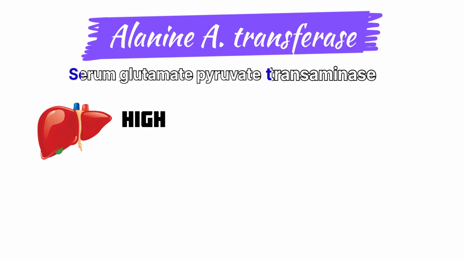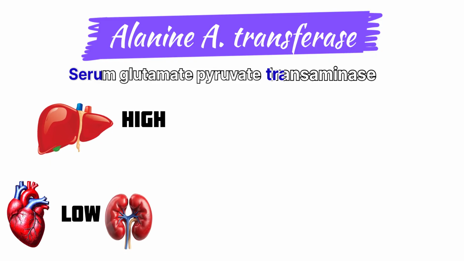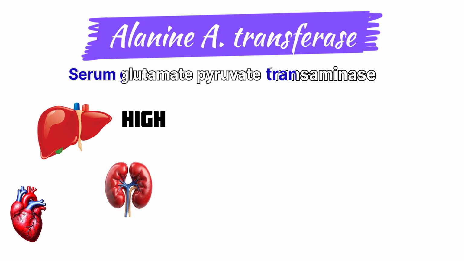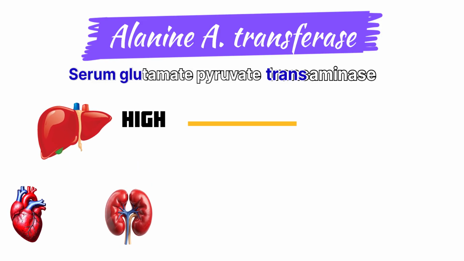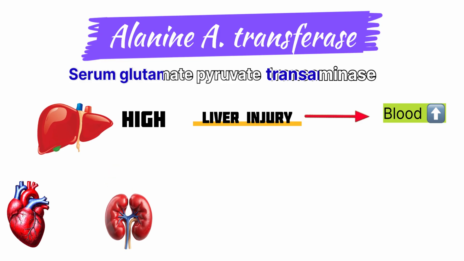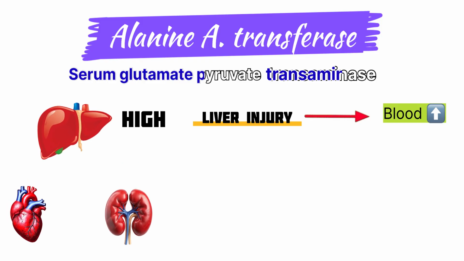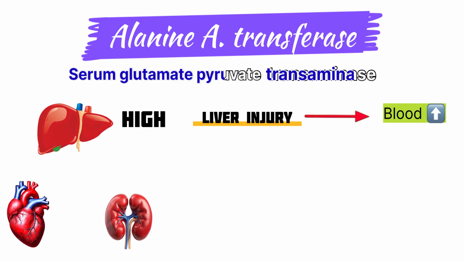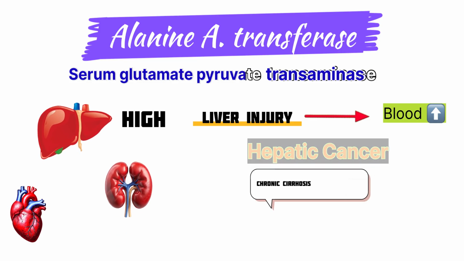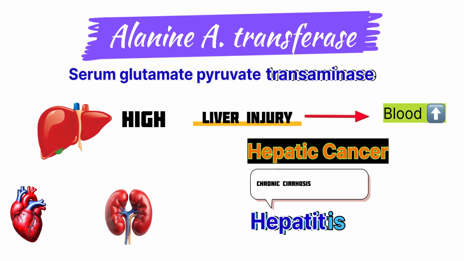The third test is the alanine aminotransferase test, also known as the ALT test. Earlier, it used to be called serum glutamate pyruvate transaminase. This enzyme is primarily found in the liver, and it can also be found in heart, kidney, and blood, but in very small quantity. Liver injury elevates the level of this enzyme. One can determine by the elevation of this enzyme that the liver is not functioning as it should. Main reasons for this elevation are hepatic cancer, chronic cirrhosis, hepatitis, and chronic alcoholism.